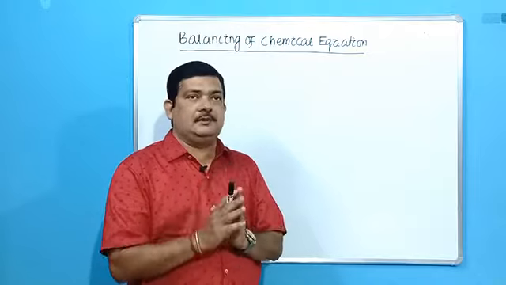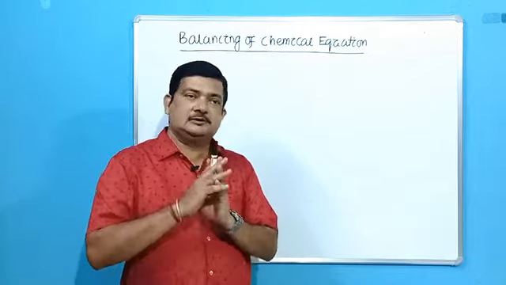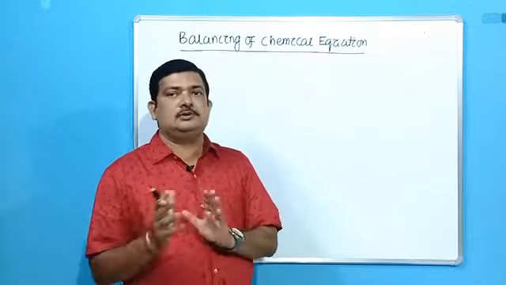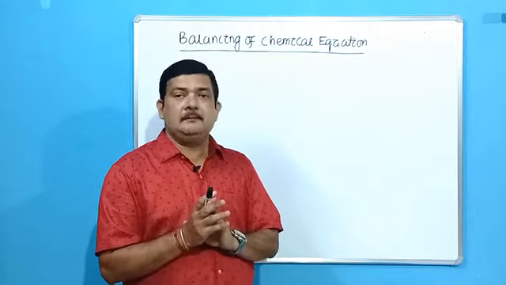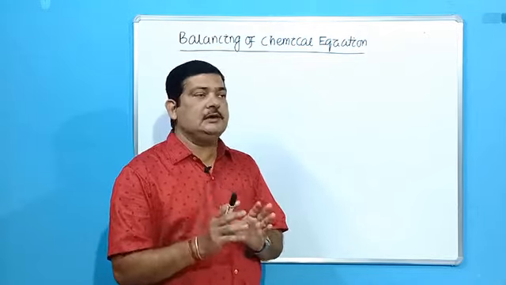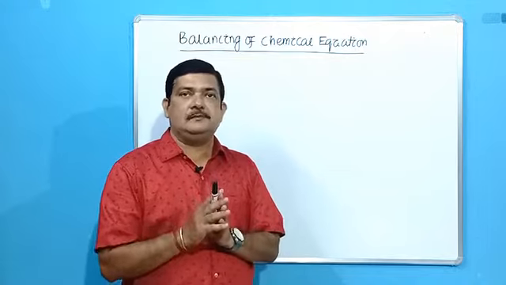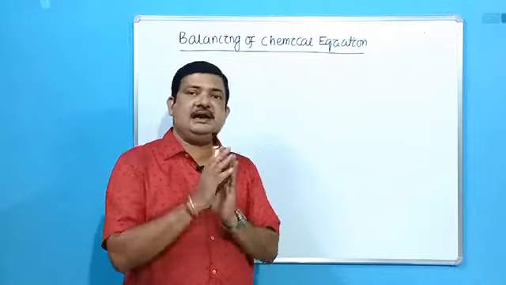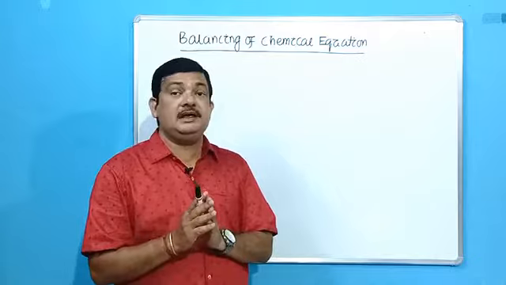Whether it is carbon, hydrogen, or oxygen, the number of atoms on both the sides should be same. That is called balancing of a chemical equation. That means we have to balance the number of atoms present in the reactant side and product side. You have to make them equal.